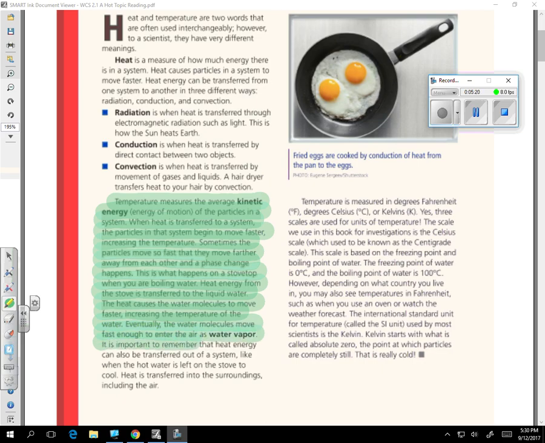It is important to remember that heat energy can also be transferred out of a system, like when the hot water is left on the stove to cool. Heat is transferred into the surroundings, including the air.